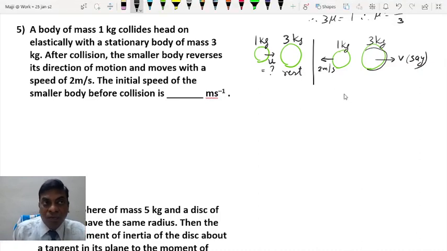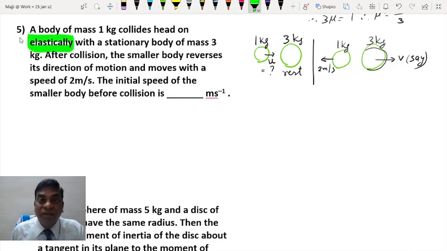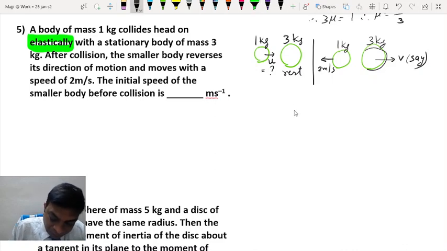The other equation is from Newton's experimental law, which states that the relative velocity of separation after collision upon the relative velocity of approach before collision is equal to e, where e is the coefficient of restitution, and the value of the coefficient of restitution is decided by the nature of the collision. For a perfectly elastic collision, it is e equal to 1, right?